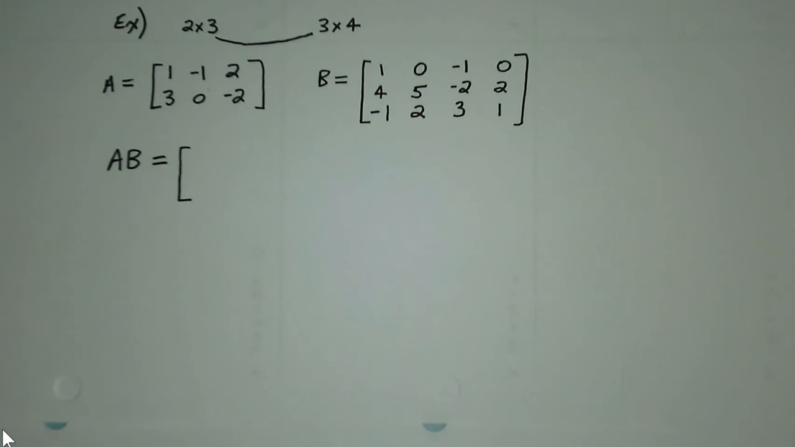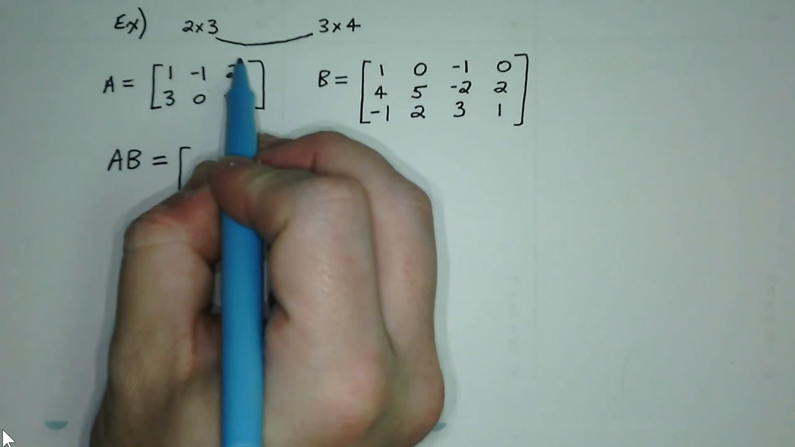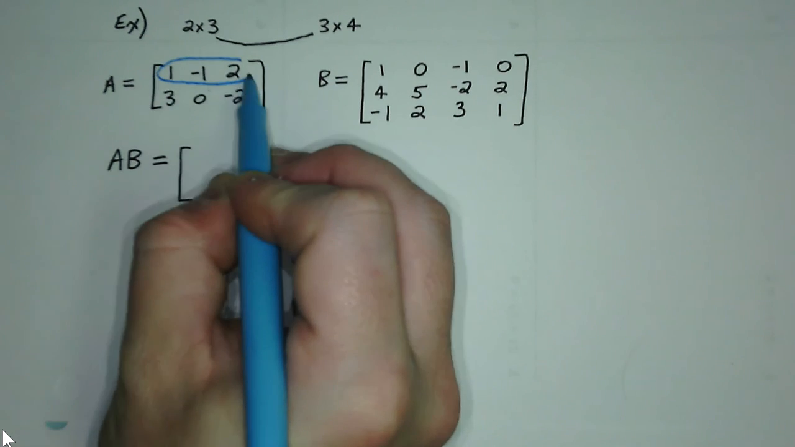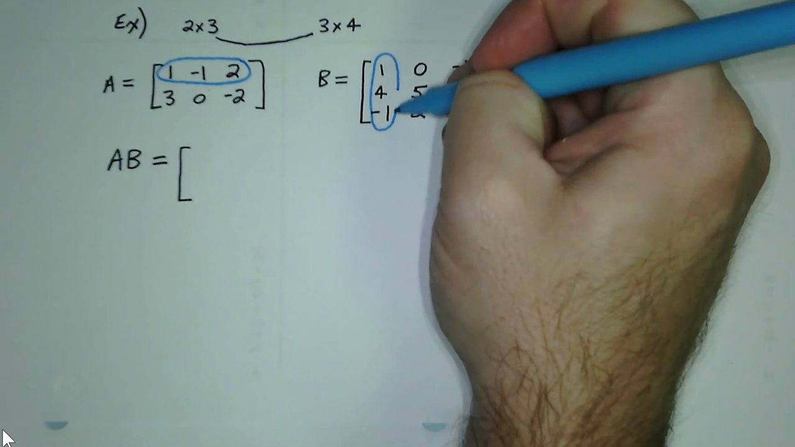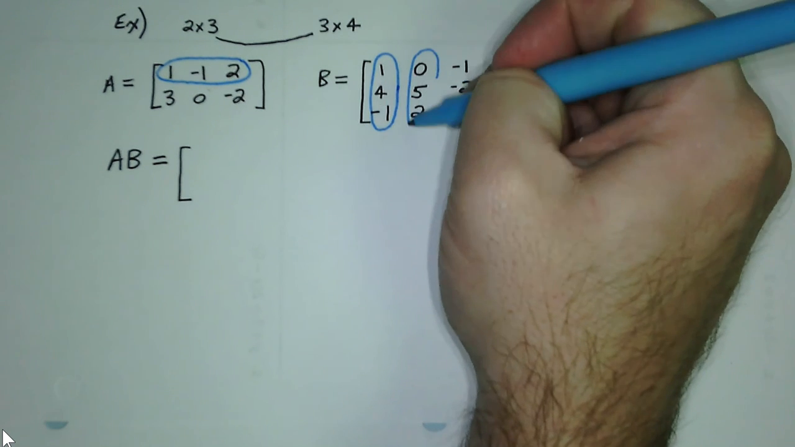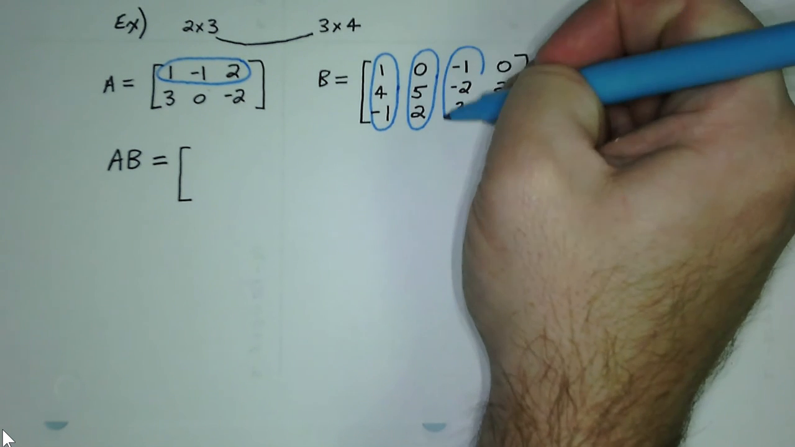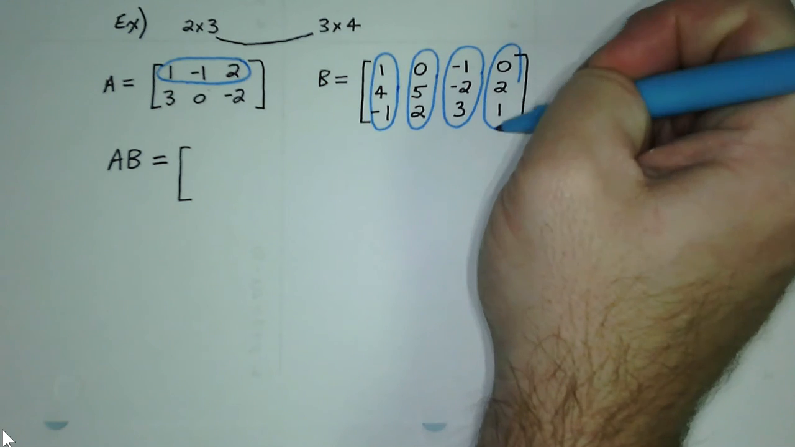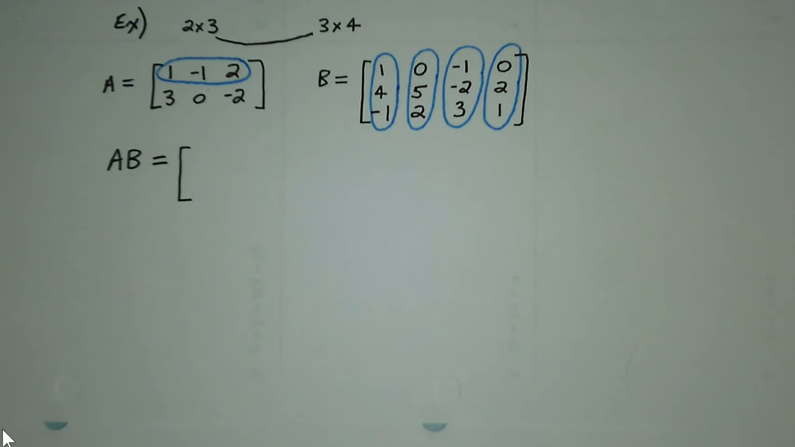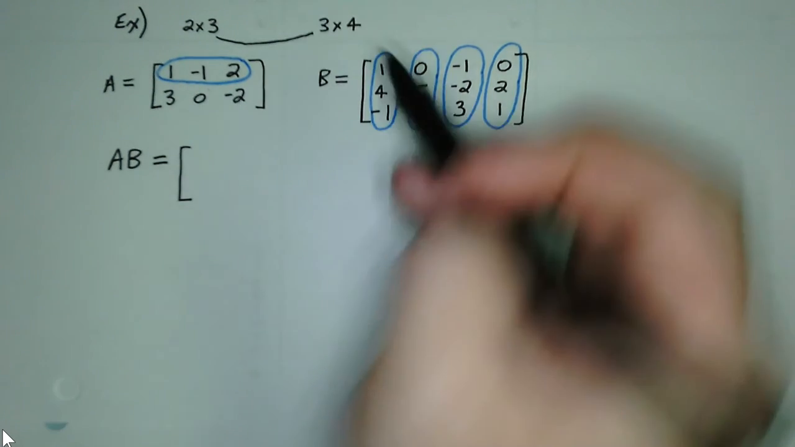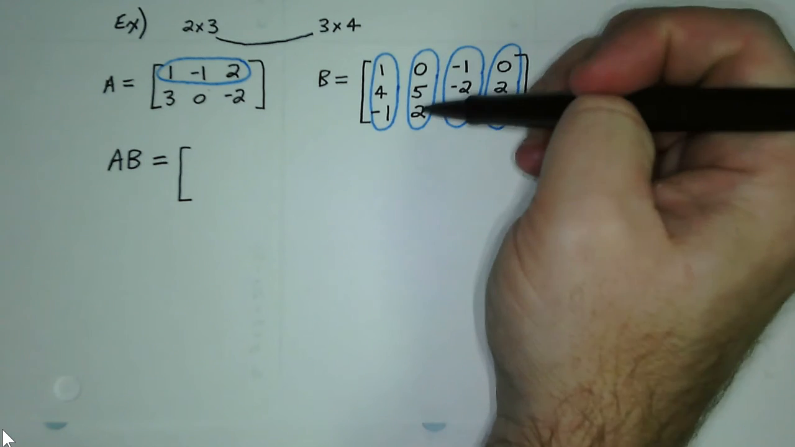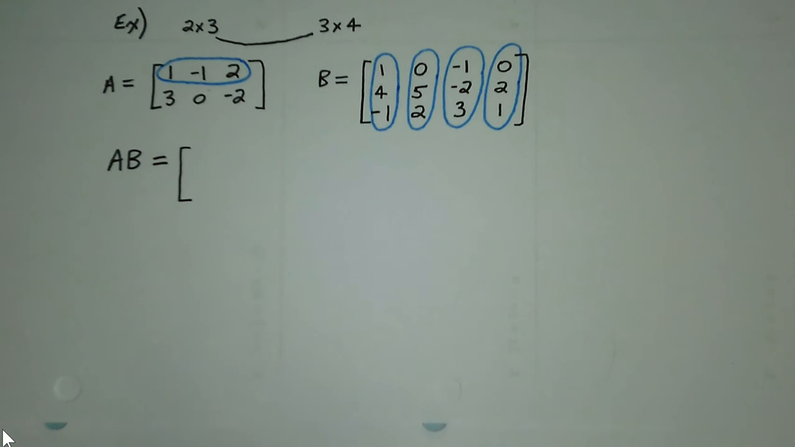So here we go. Here's how this works. It's the rows of this matrix times the columns of this matrix. So do you see now how there's 3 numbers in this row, 3 numbers in this column? So that's why we can do this. So here we go. Ready?